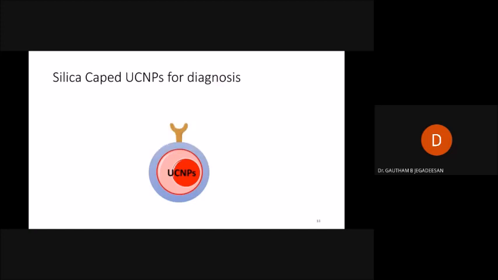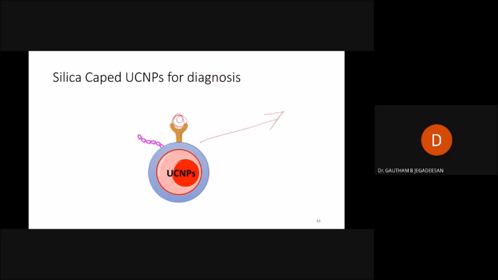This is the upconverting nanoparticle linked with the antibody. This can be used to diagnose, particularly to sense antigen. Right? The antigen can come and get attached here. So when it comes out, if there is a color, yes, it has antigen.